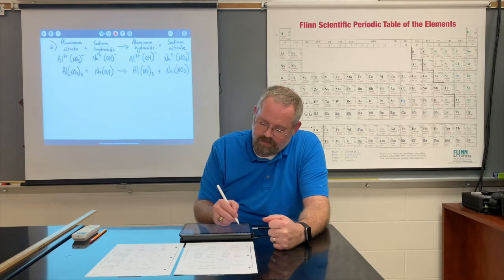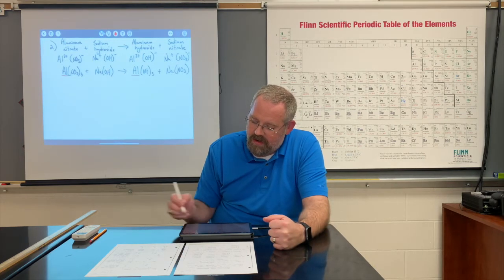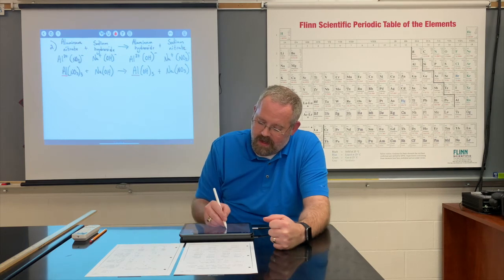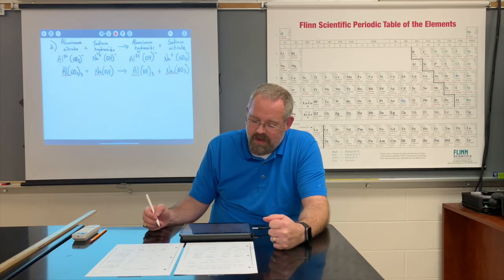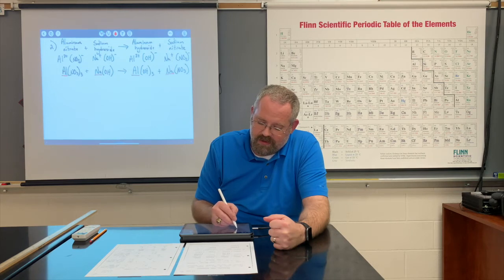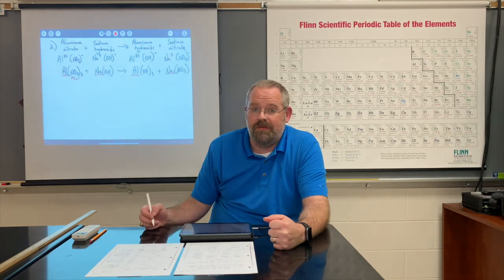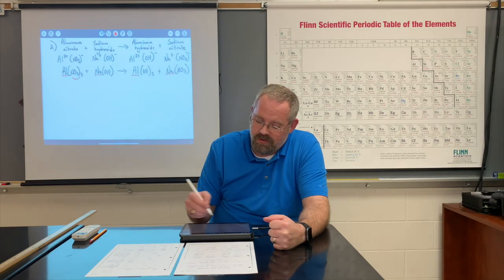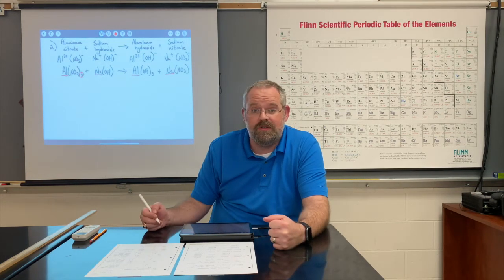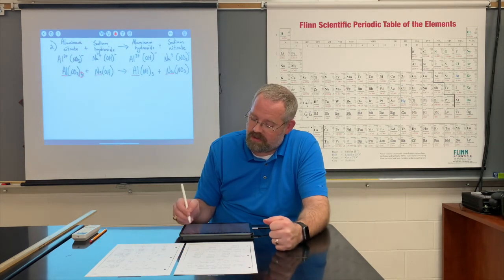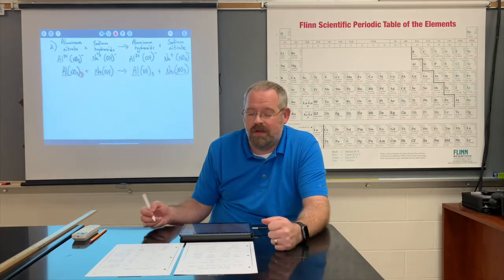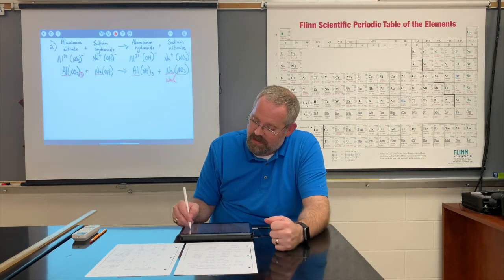I've got 1 Al on the left, 1 Al on the right. I've got 1 Na on the left, 1 Na on the right. Where my numbers change are in my polyatomics. Now you can look at individuals here. You can say there are 3 nitrogens on the left. You can also usually just say there are 3 nitrates on the left. So I'm going to use the whole polyatomic. There are 3 nitrates on the left, and on the right I've got 1 nitrate. So that means I need more nitrate on the right.